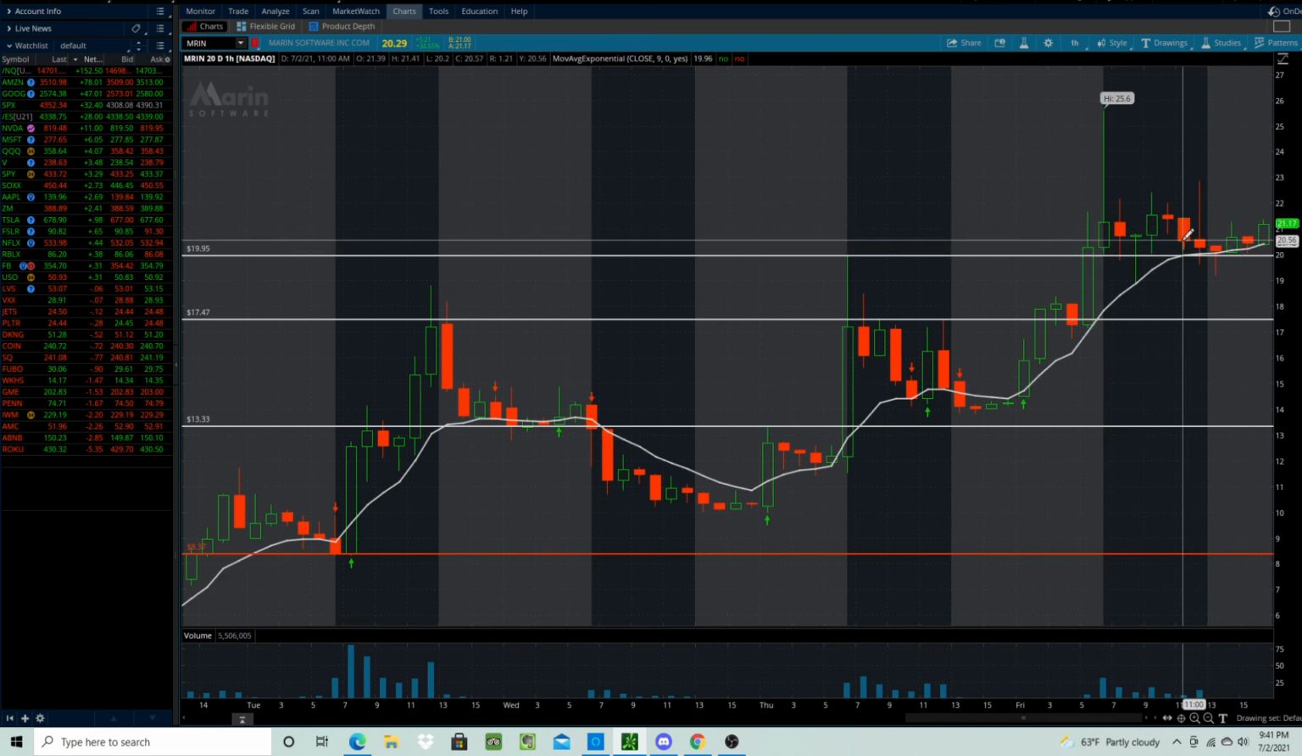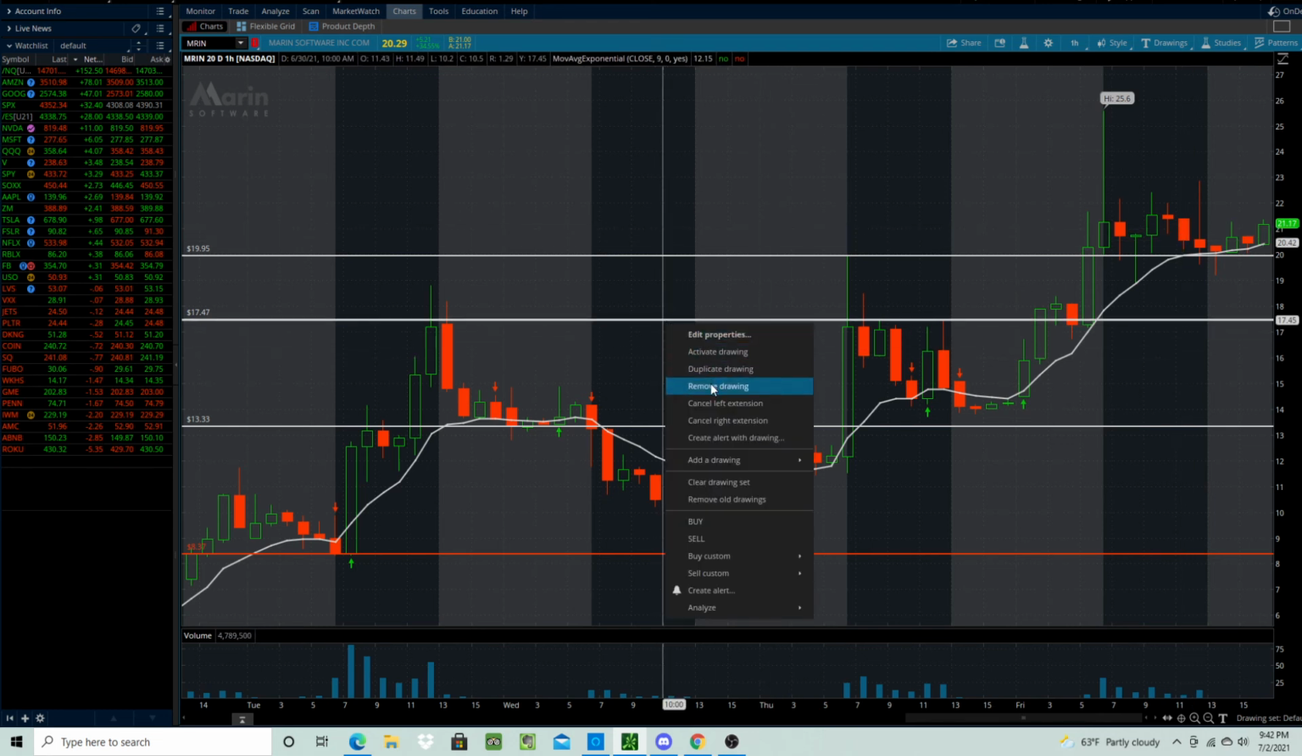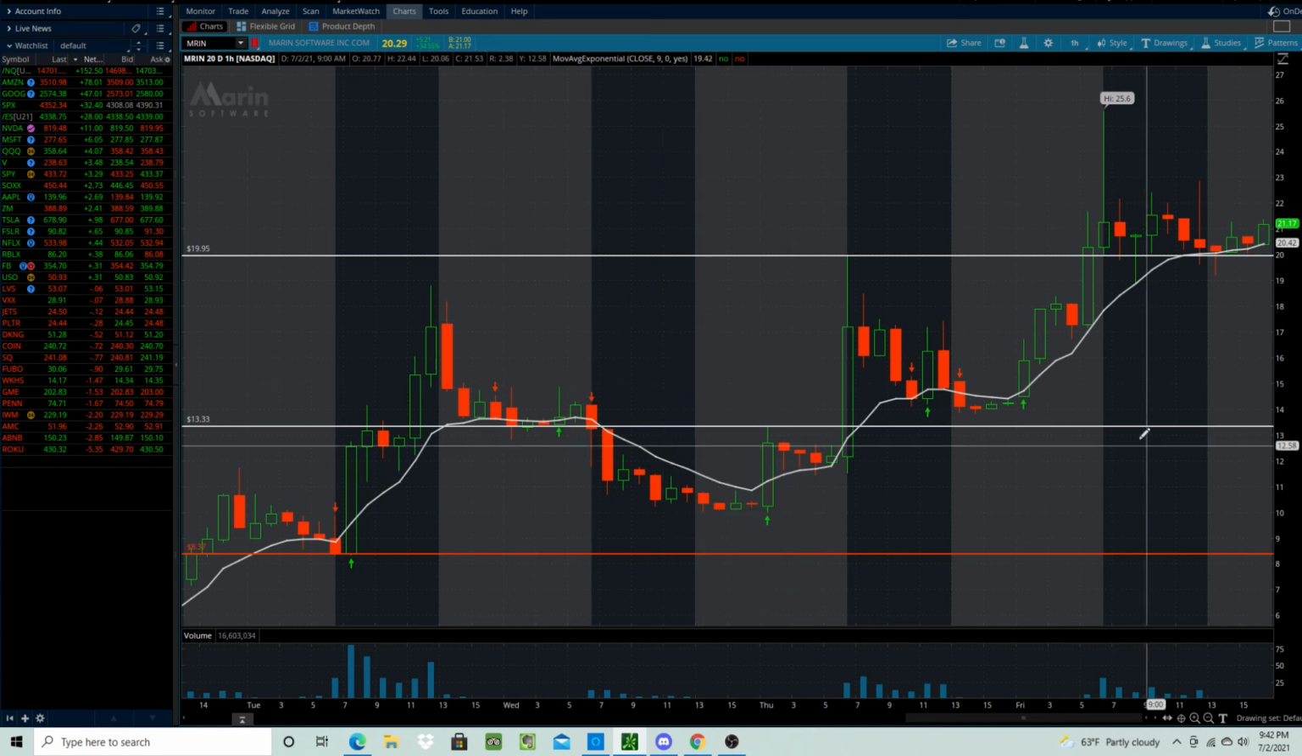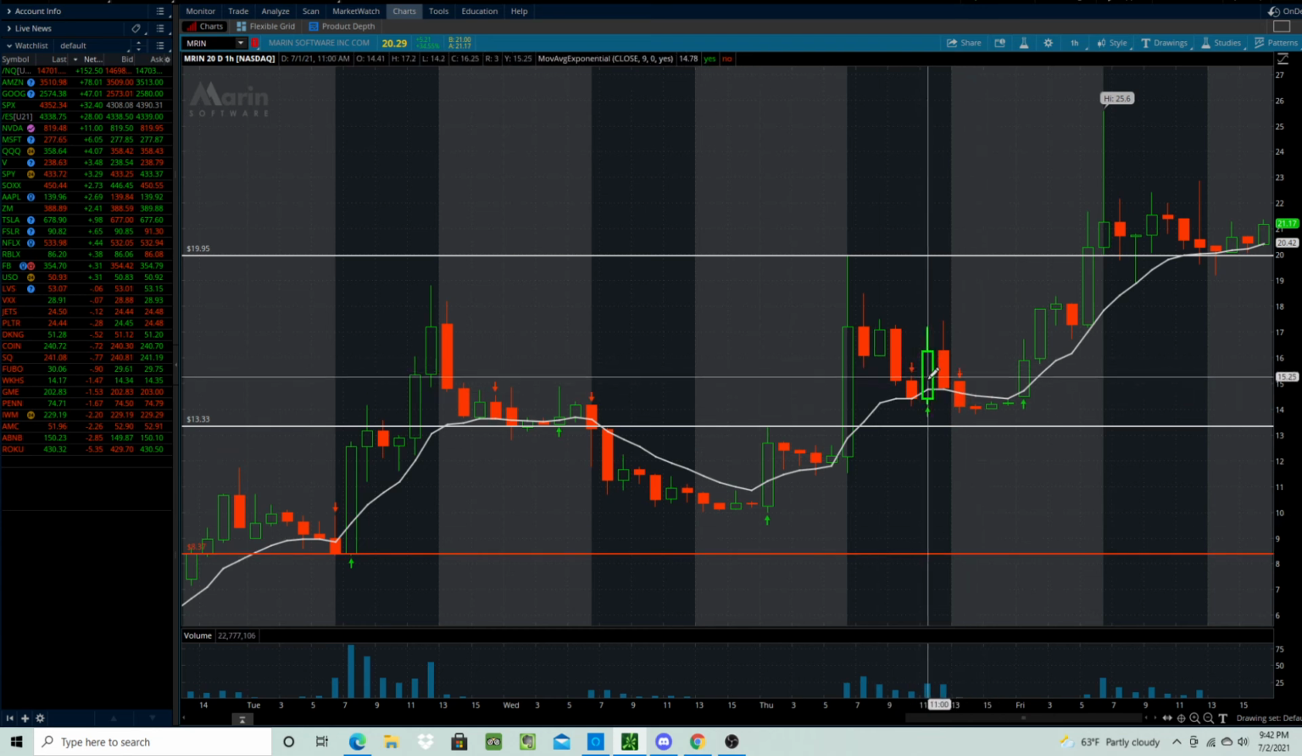Guys, that is just a very, very brief overview on how you can trade breakouts of the 9 EMA and how you would scale and take profits. Just to give you a basic of when you would have exited here.